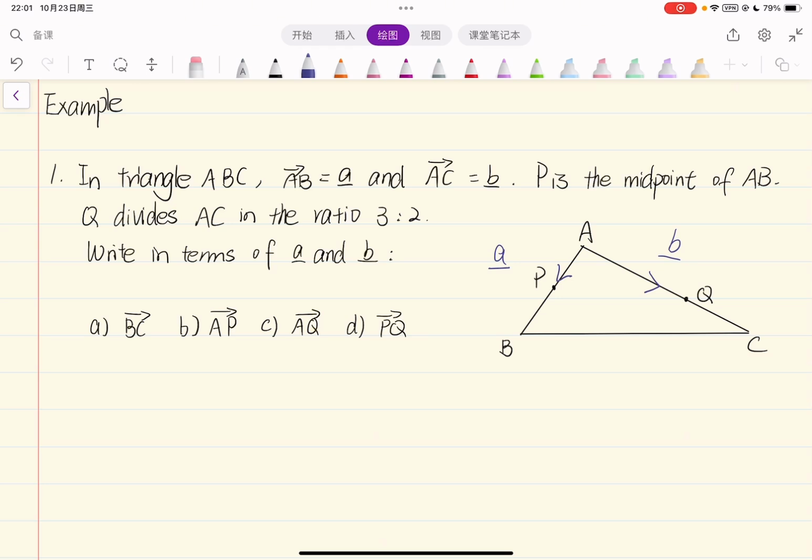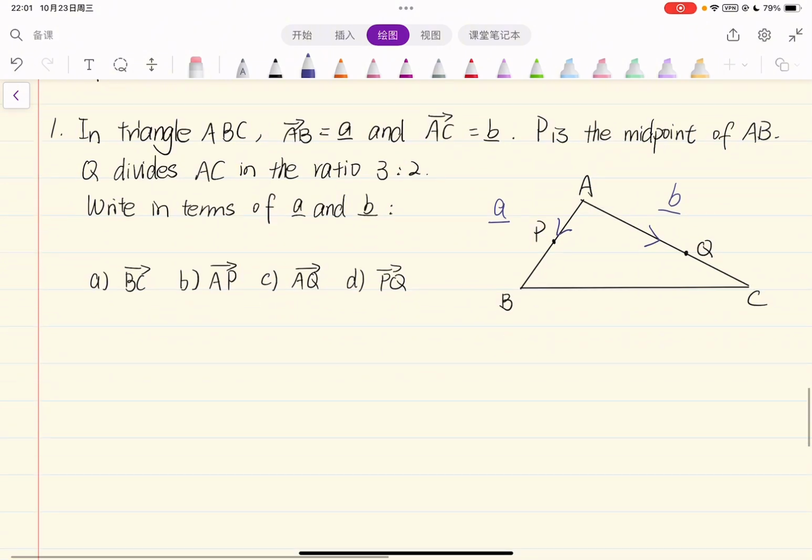The question asks you to write in terms of vector A and vector B. For part A, that is vector BC, and the vector AP, the vector AQ, and the vector PQ. That is the part A question. So the vector BC means you need to start from point B to point C. We need to find this vector.